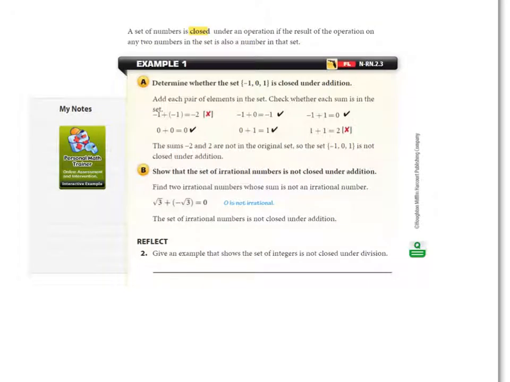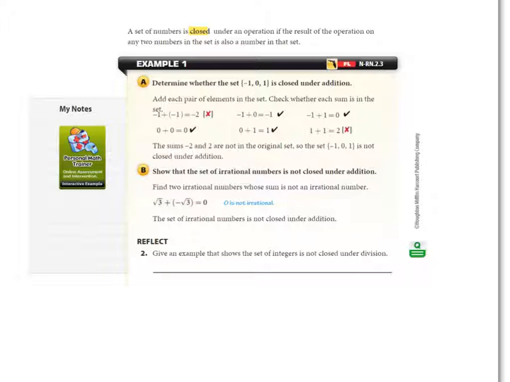So we say that a set of numbers is closed under an operation if the result of that operation on any two numbers is also a number in that set. So they've asked us if -1, 0, and 1 is closed under addition. That means every time you combine those three numbers by addition, you would need to get one of those three numbers because those are the only numbers in the set.